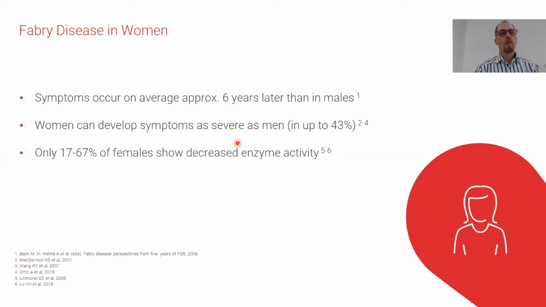Of course, symptoms occur on average approximately 6 years later than in males. But the symptoms can be as severe as in men. Up to 43% of the females are described as having symptoms as severe as classical males. Another problem in diagnosing the disease in females is that only 17 to 67% of females show a decreased enzyme activity, which is also due to the lyonization effect I talked about.